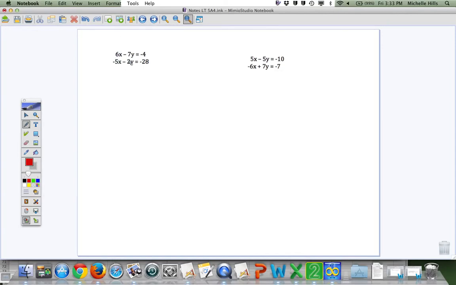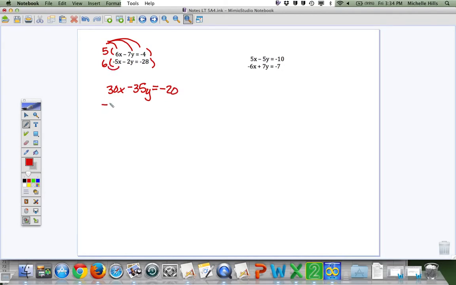I don't see opposites, and I don't see two coefficients that are the same for x or y. So big set of parentheses, 6 and 5, flip them, 5 and 6. And we always start out with positives here. And then double check. Yep, this will be a positive 30x, this will be a negative 30x, so I really would create opposites. 5 times 6x is 30x. 5 times a negative 7y is a negative 35y, so minus 35y. And 5 times negative 4 is negative 20.